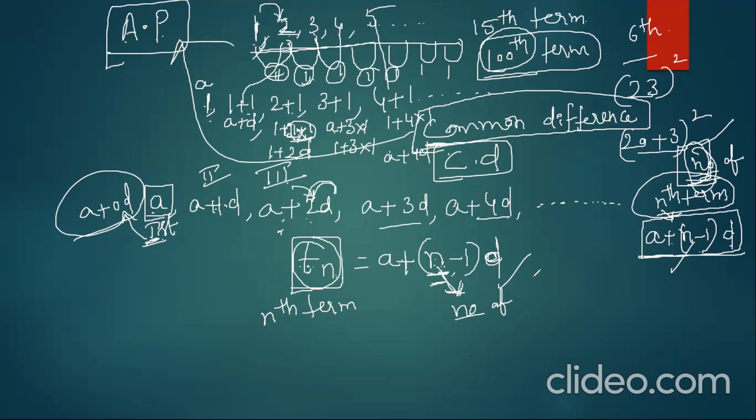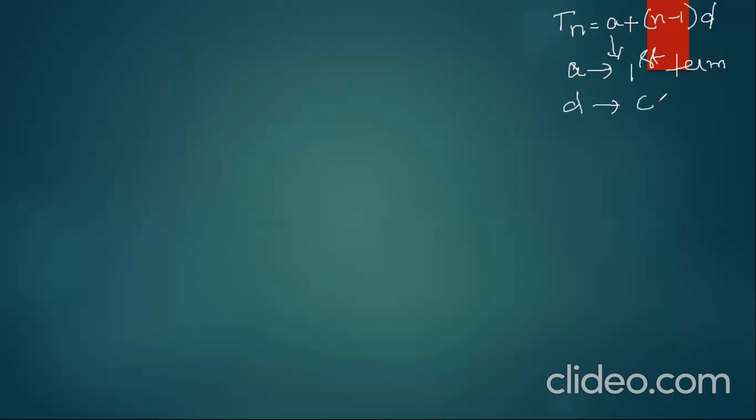Let me take one example so that you will get a clear idea of this AP. Tn is equal to A plus (n minus 1) into D. What is A? A is the first term. These are very important. D is the common difference, Tn is the nth term, and n is the number of the term. Let us take one example.